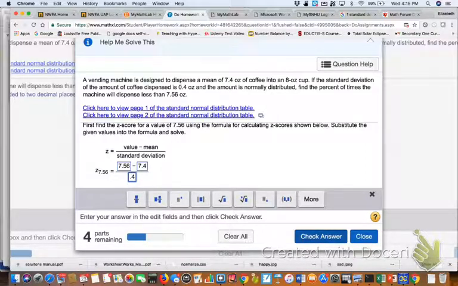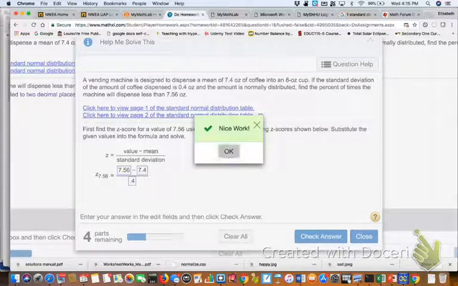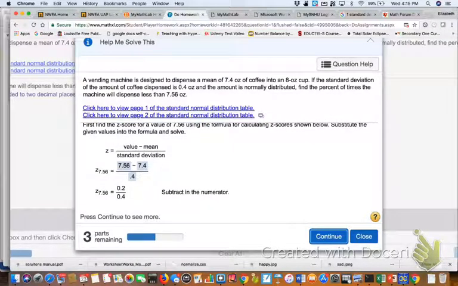So if I type all those answers in, check my answer. Nice work. I did a good job. All right. Now, here is where I'm not the biggest fan of how they do this. Okay, here's one thing that's kind of a little bit off. If I subtract 7.56 minus 7.4, I end up getting, of course, 0.12 over 0.4. And sorry, it would help if I subtracted correctly, wouldn't it? Sorry, that's going to be 0.16, not 0.12. I don't know what I was just thinking.